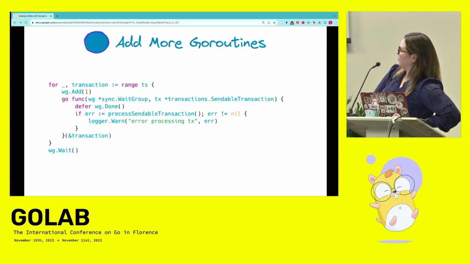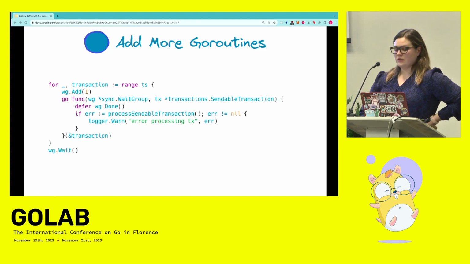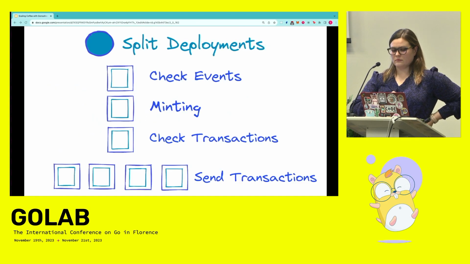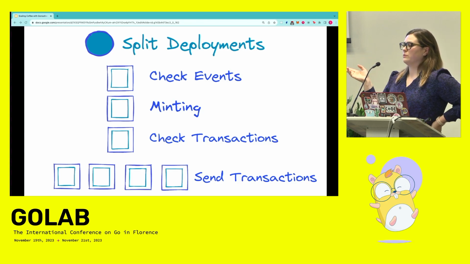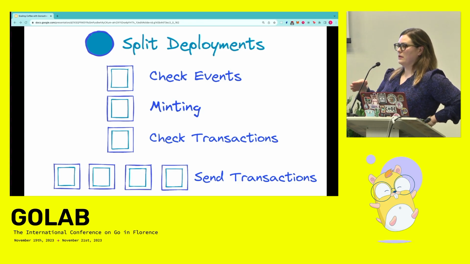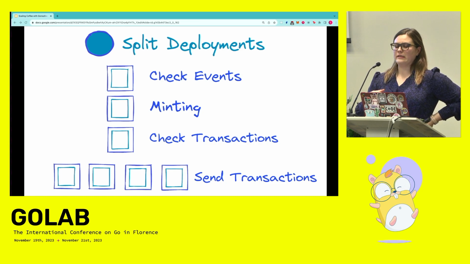Another code snippet. I won't talk too much about this, but this allowed us to speed up quite significantly. And then this is sort of a visual of how the deployments set out. So we had each of those processes directed to different deployments.